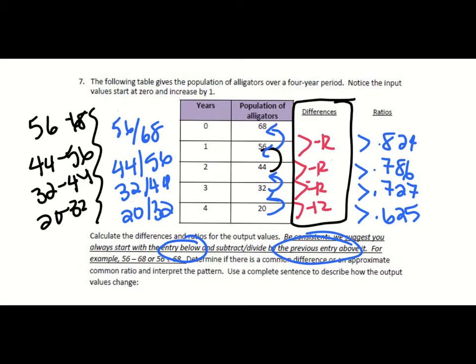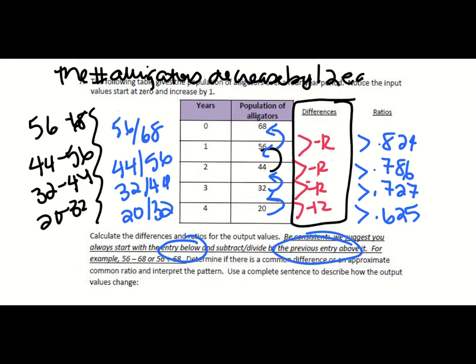I don't have enough room on the bottom, so I'm going to do it on top. So the number of alligators decreases by 12 each year.